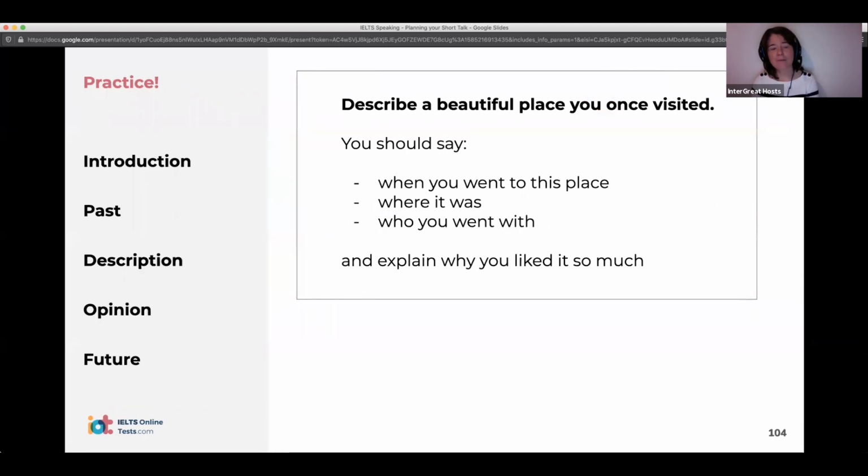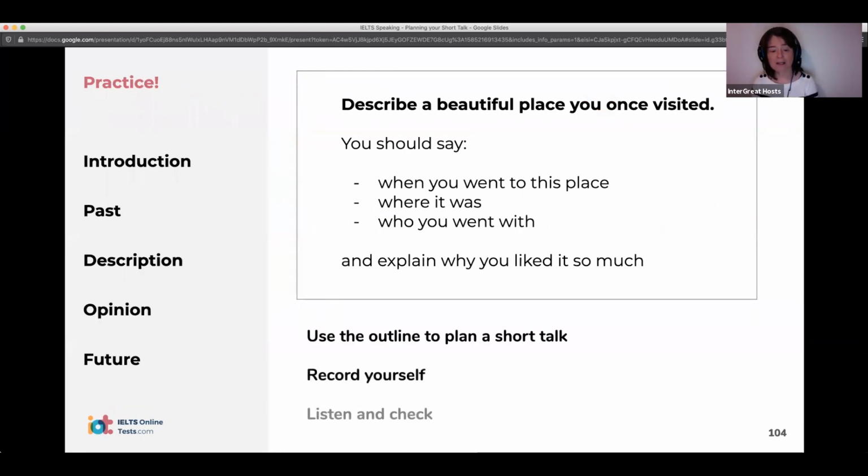So a good thing to do is, there's lots and lots of part twos out there. So find a part two, plan it, record yourself speaking, and then go back and listen to it and see how it went. And detail, detail, detail. The more detail you put in, the more likely you are to speak for that 2 minutes. If you do run out of things to say on one example, just move on to a different example. Just start talking about a second beautiful place that you've been. That's totally fine.